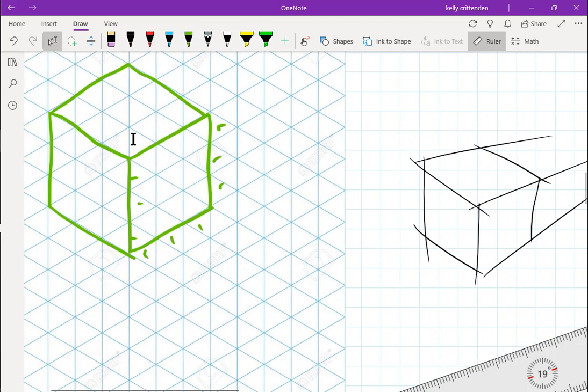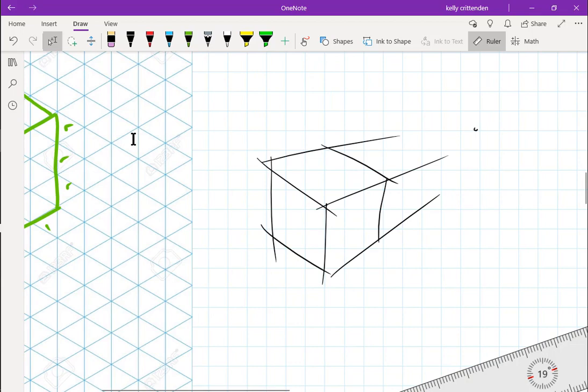So over here, this is not the same length as that line. That line is not the same length as that line. But on the isometric one, they actually are all the same length. So it doesn't look quite right in your brain, but it measures. If you want to measure things, it's useful. So we're going to use this isometric paper.